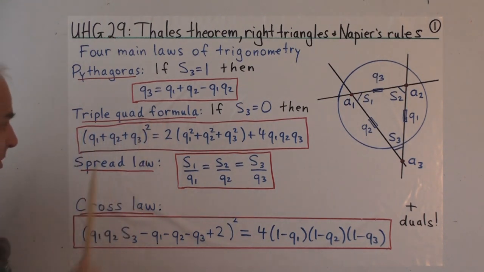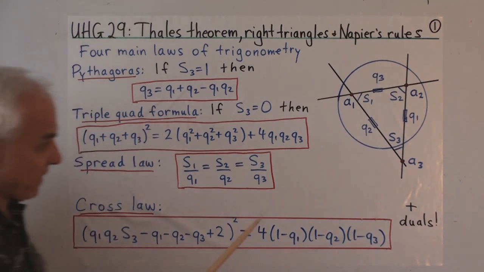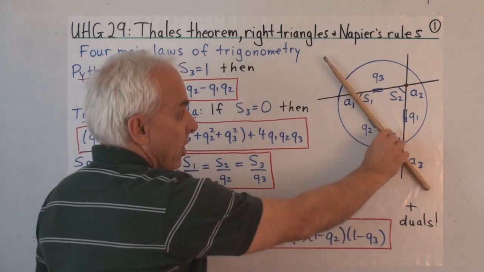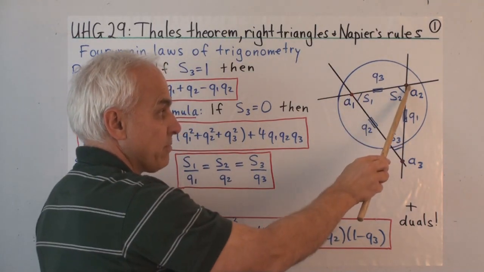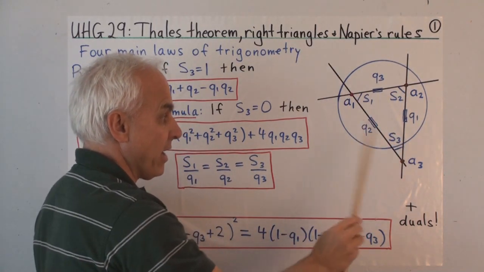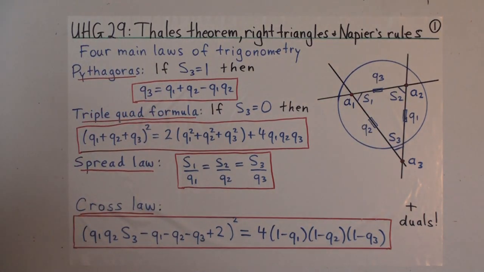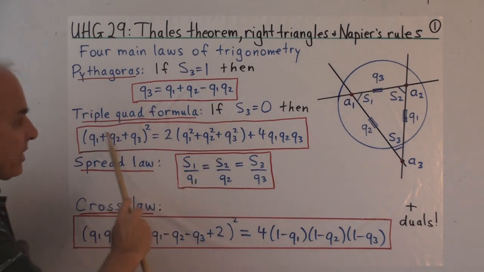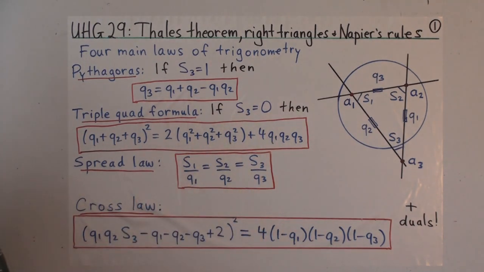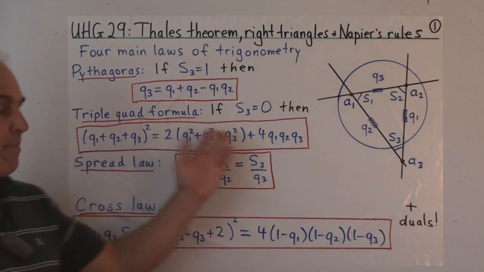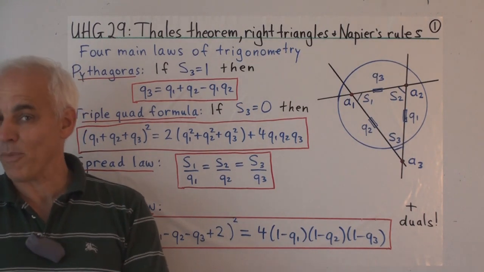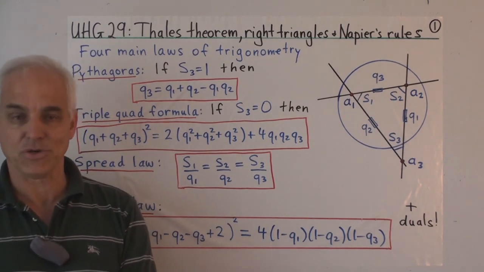The triple quad formula is another special case when in fact all 3 points are collinear. So when this point collapses so that it's on the line, which is another way of saying that the spread S3 is 0. So in that case, the relationship between the three quadrances is this one here, which is the same as the triple spread formula in Euclidean rational trigonometry.